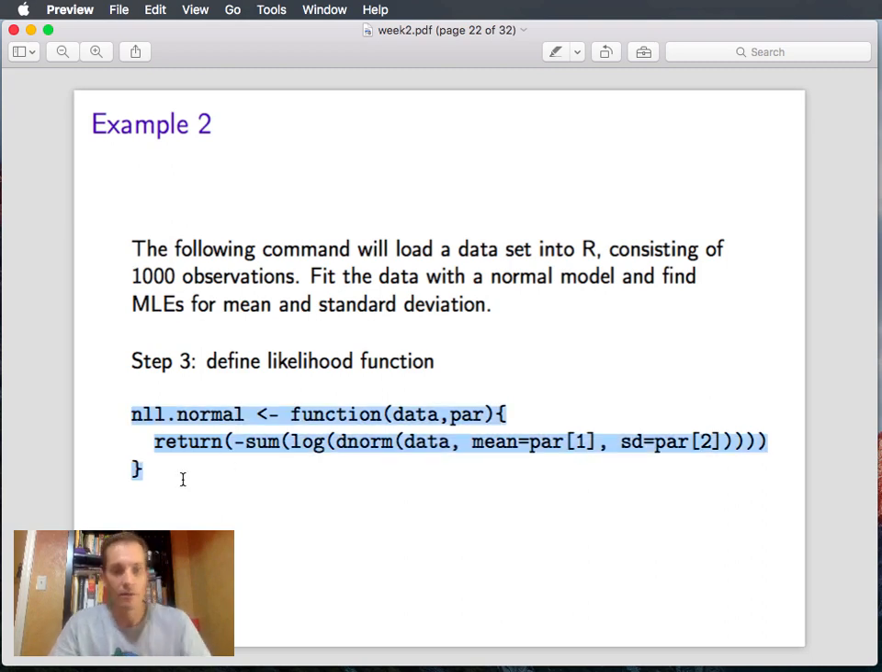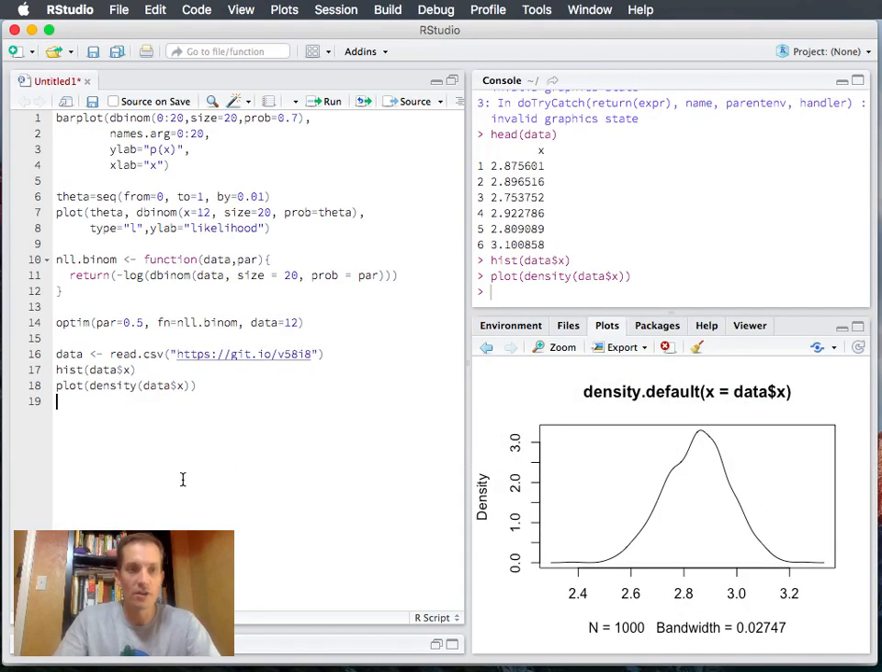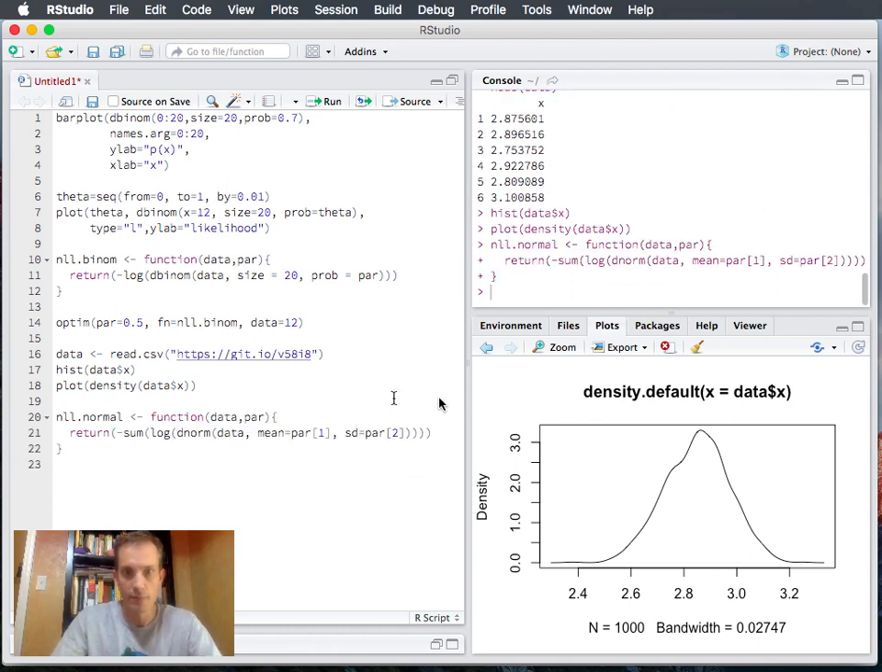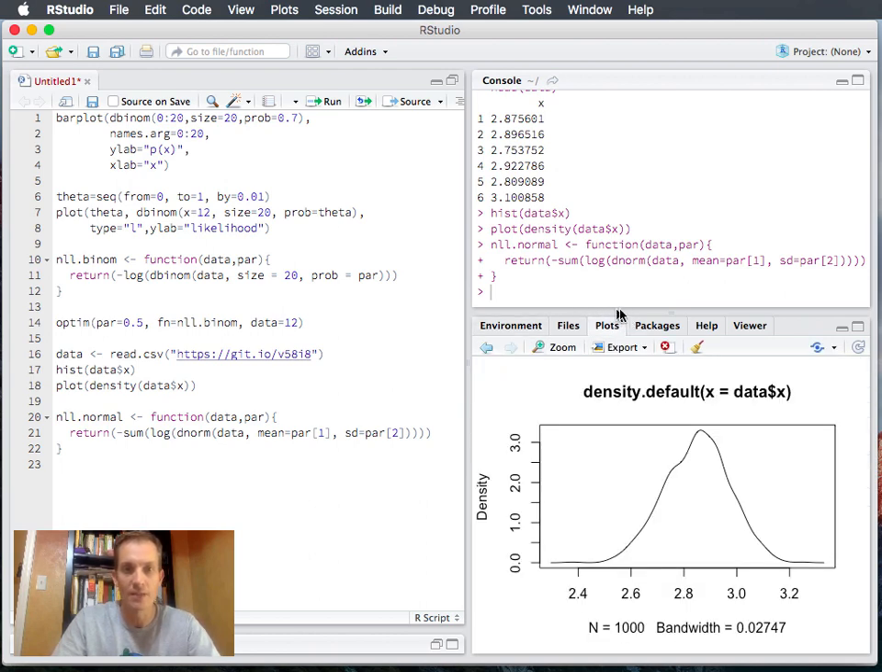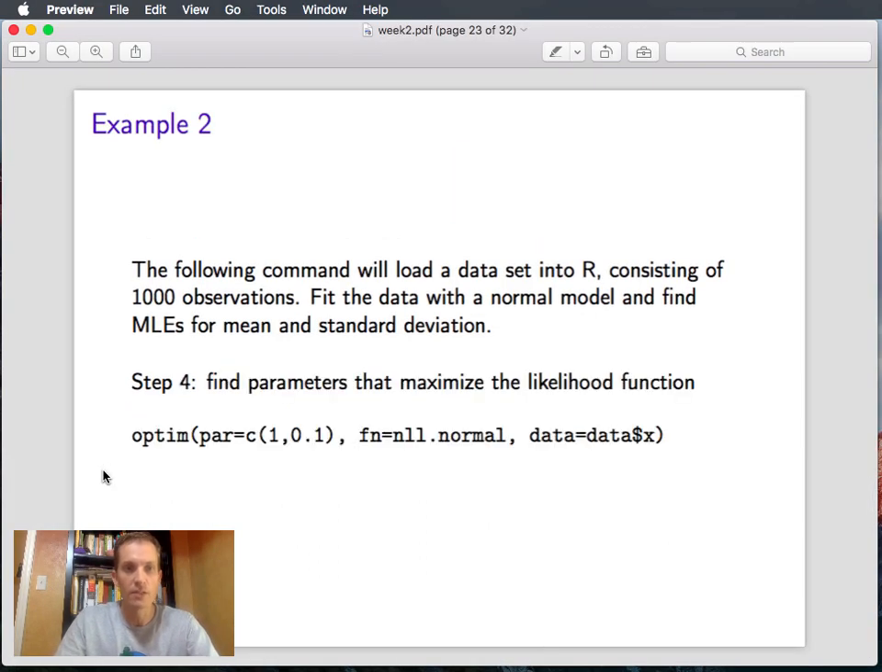So I'm going to copy all of that and pass it over to RStudio. Okay. Once again, check my environment. I can see I now have the NLL.normal function in there, so that's good. We'll go back to plots in a second. And then the fourth step is, let's find the parameters, mean and standard deviation, mu and sigma, that maximize the likelihood function. So again, I do this with the optim function.